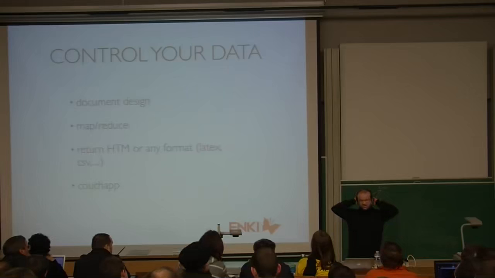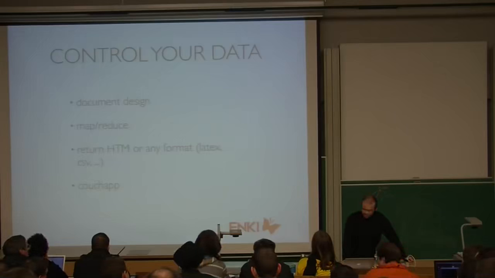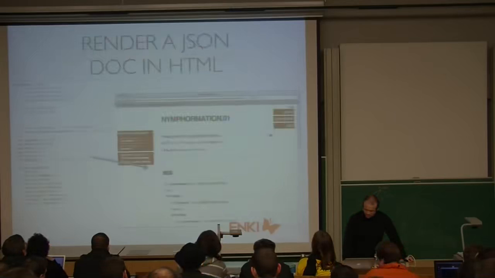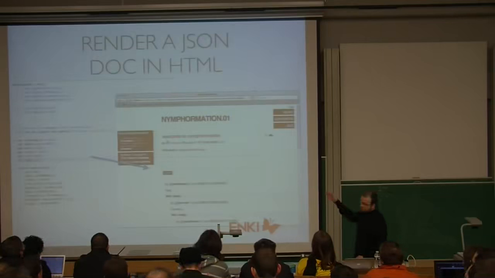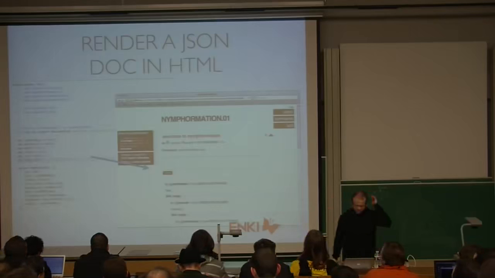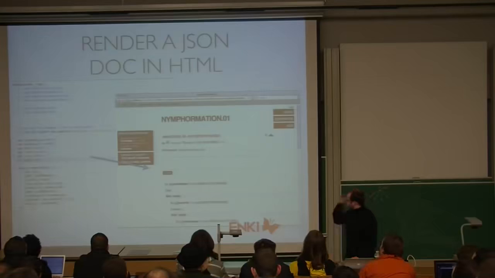But obviously, sometimes you want to retrieve an HTML from your doc, or a PDF, or an XML, whatever. So you can take control of your data thanks to CouchApps. Here is an example. We take a doc. Sorry, here is a view result that we converted in HTML. How do we do this? We simply create a function that will render the results of your view. Oh, that's not a view. Yeah, that's a doc.